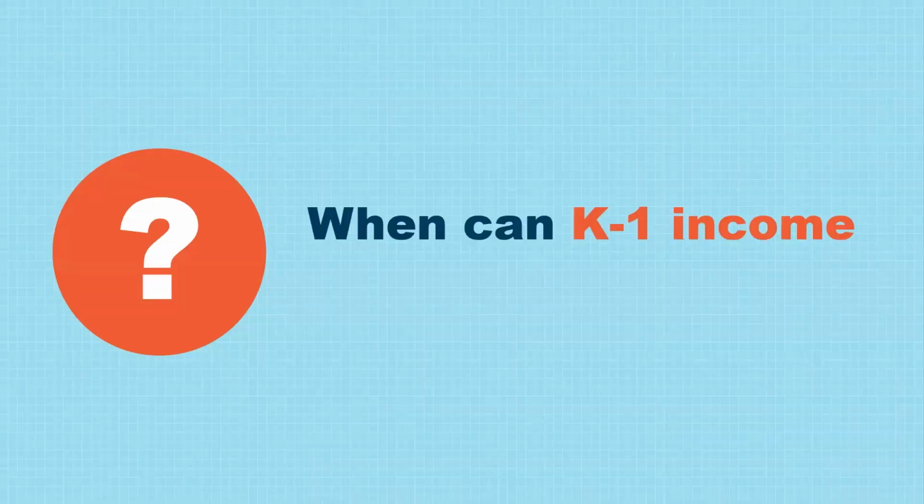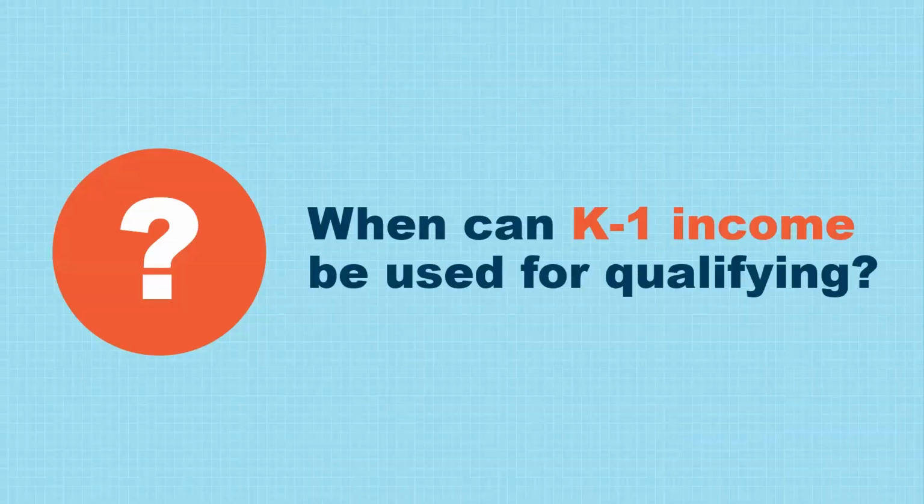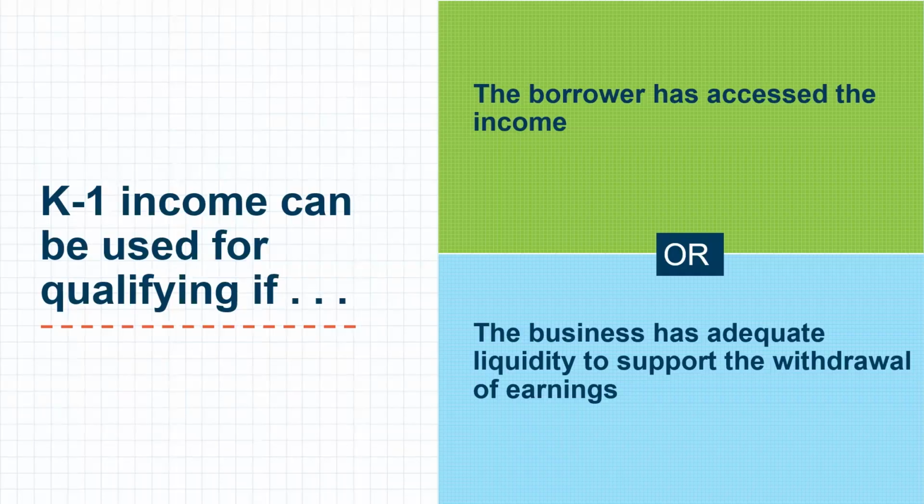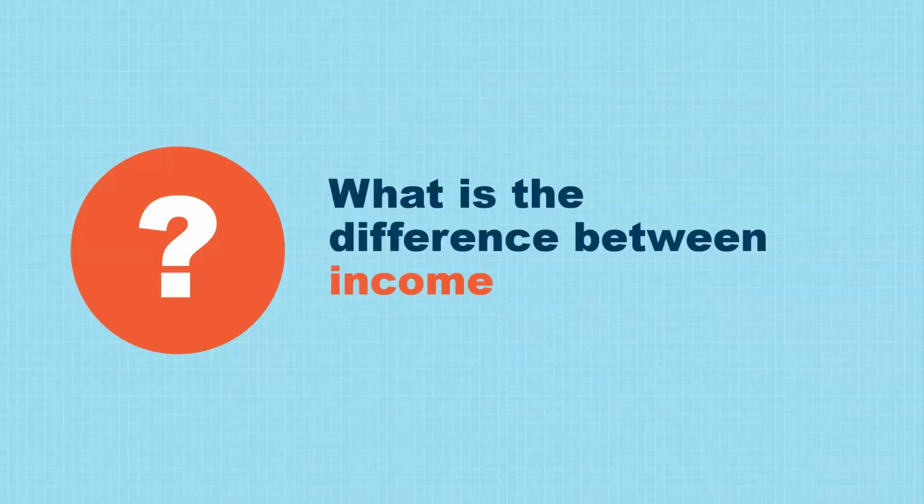When can K-1 income be used for qualifying? K-1 income can be used for qualifying if the borrower has accessed the income or the business has adequate liquidity to support the withdrawal of earnings. What's the difference between income earned and distributions?